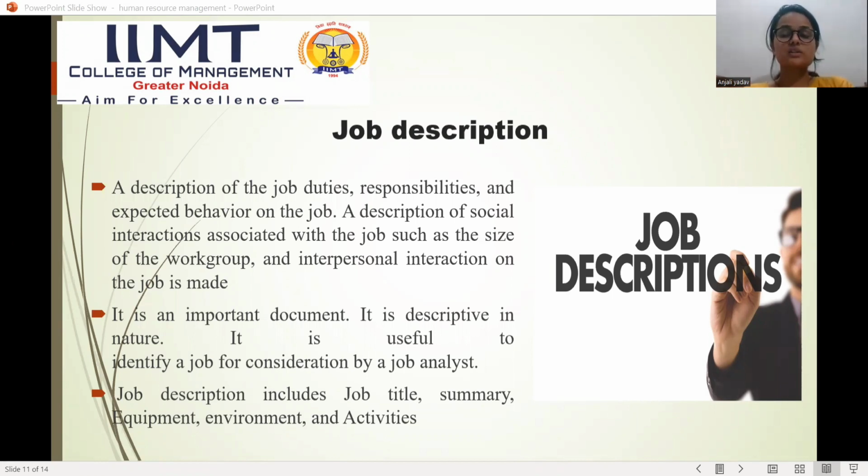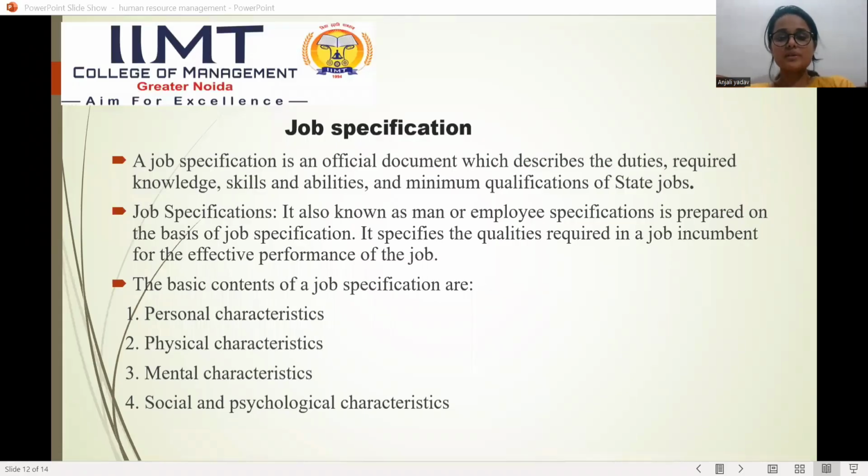The job description is further used in the process of recruitment to inform the applicants of the job profile and requirement, or it is also used in the performance management process to evaluate the employee's performance. Job description includes the title of the job, summary of the job, equipment to be used for the performance of that particular job, working environment required for the performance of the job, and the activities to be performed.